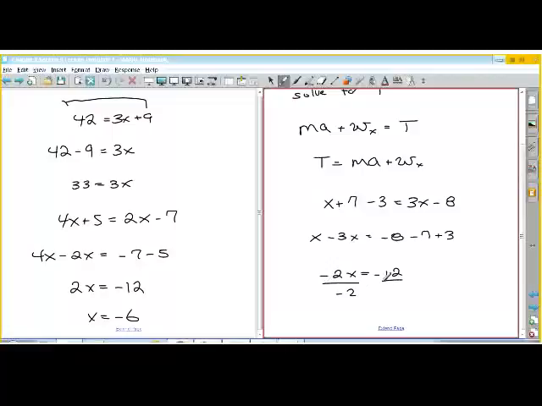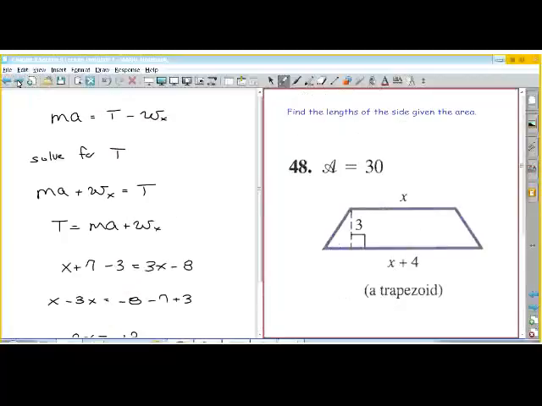So I don't know if anybody teaches you that way, but you get x is negative 6. So, little word for the wise.